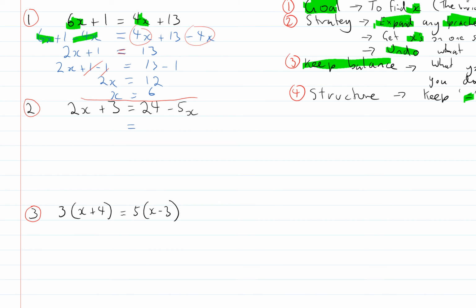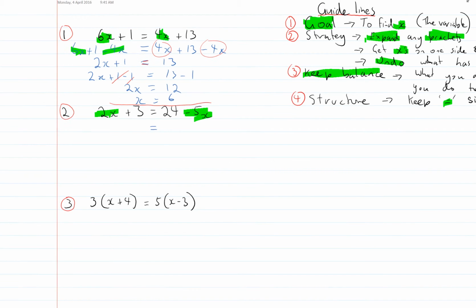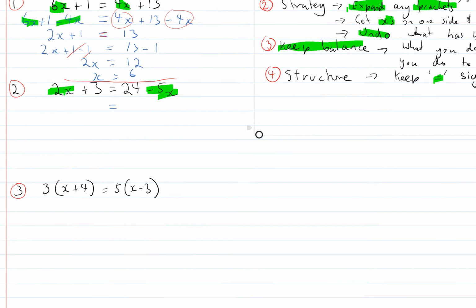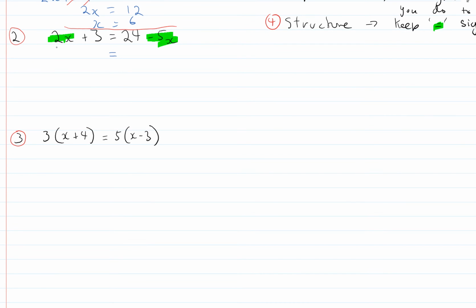This time when I look at it, I've got 2x's here, and I've got minus 5x's here. So I'm going to get all the x's together, and this time I'm going to try and move that minus 5x, well, get rid of it. So the way to get rid of it is I add it. I have to add it to both sides of the equation. So let's have a look.